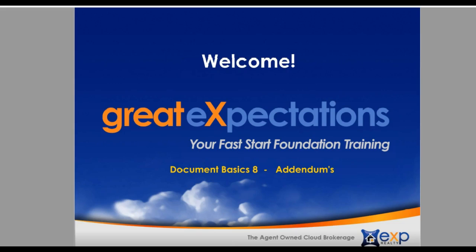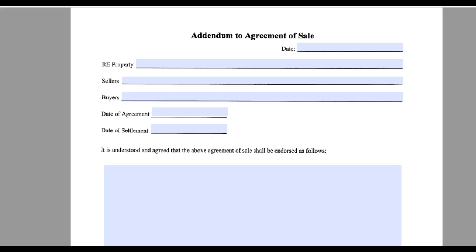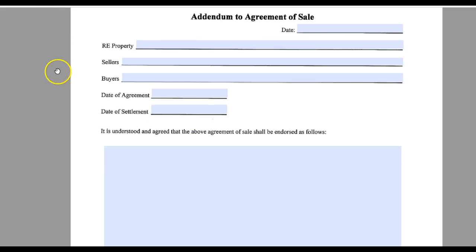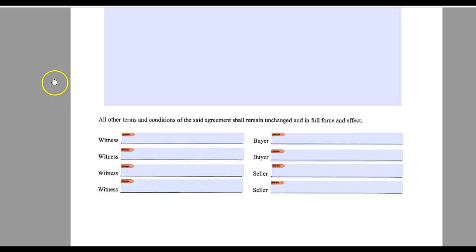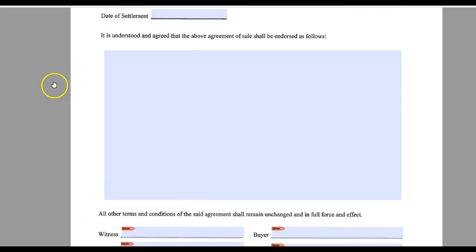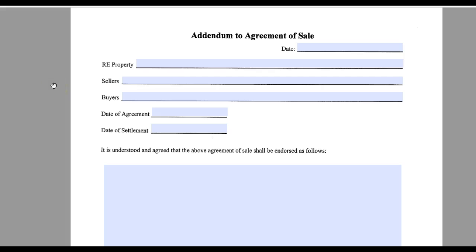So today we're going to go over addendums. Here's the whole form. It is one page, so it's not going to take long to go through this lesson here. And it's pretty self-explanatory now that you've gone over and done a couple forms. So let's talk a little bit about the why of an addendum. If you notice up over here, it says to the agreement of sale. The addendum is used to modify any of the conditions or terms of a contract.